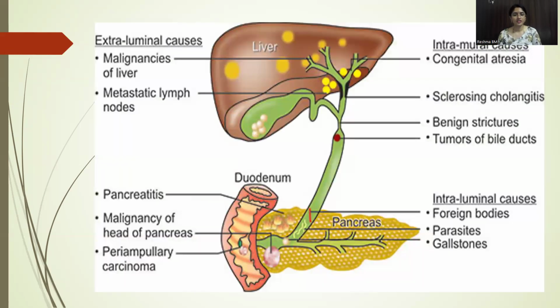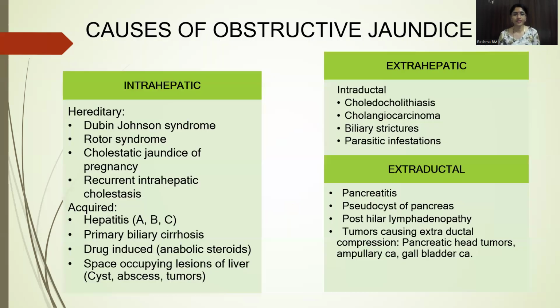What are the causes of obstructive jaundice? Extraluminal causes include malignancies of liver and pancreas, metastatic lymph nodes, pancreatitis, periampullary carcinoma. Intramural causes include congenital atresia, sclerosing cholangitis, benign strictures, tumors of the bile ducts. Intraluminal causes include foreign bodies, parasites, and gallstones. These causes can be classified into intrahepatic and extrahepatic also. The most common cause of obstructive jaundice is choledocholithiasis.